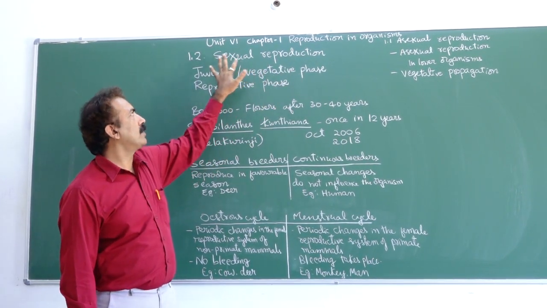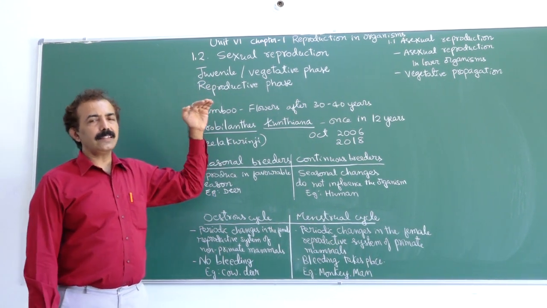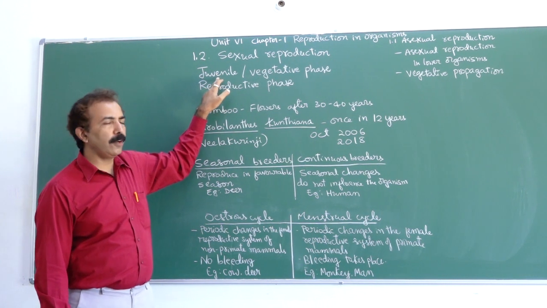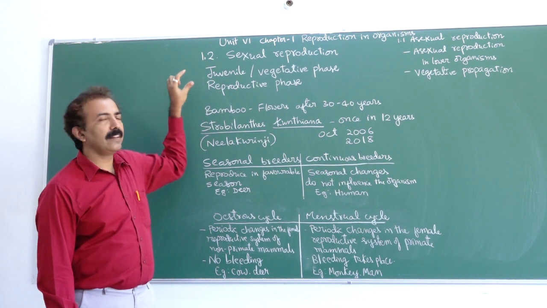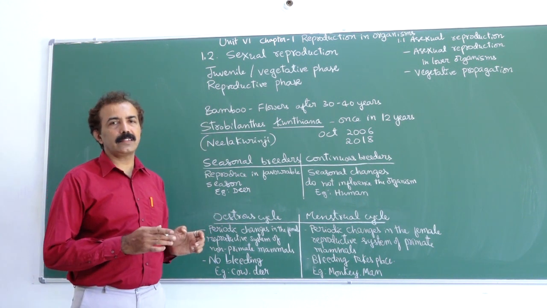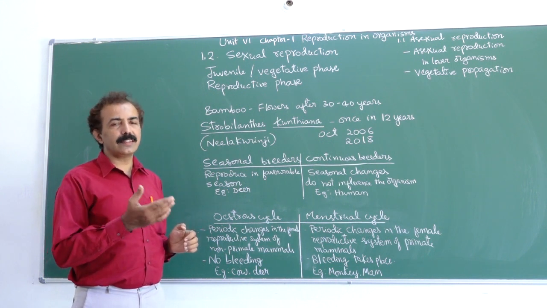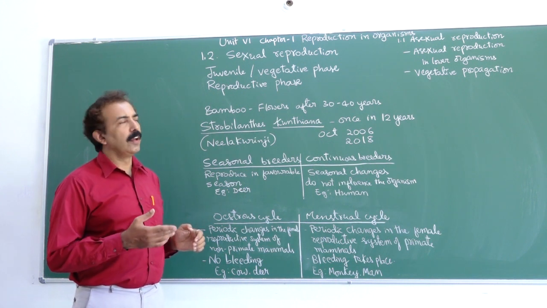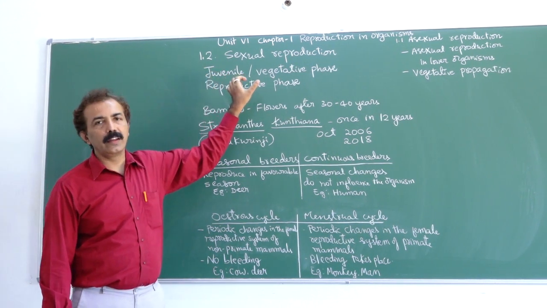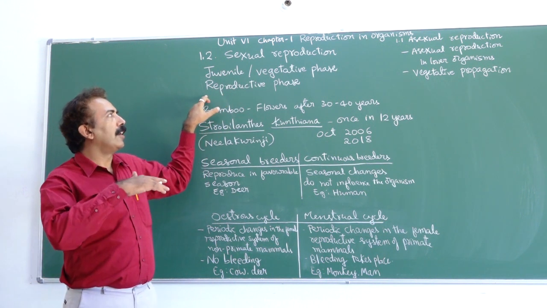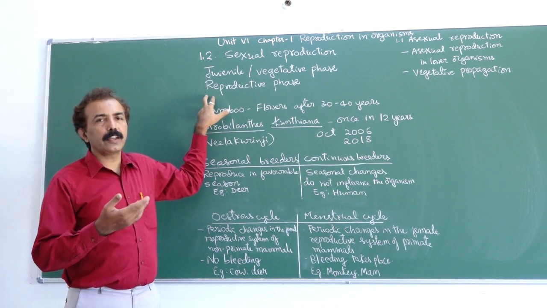The organisms pass through two phases. The young stage, we call it juvenile phase or vegetative phase. During this stage, they are quite young, small in size, the reproductive organs are not developed, they are not in the stage of reproduction. Once they attain a certain size, once they are capable of giving birth to young ones, you call them reproductively capable organisms. They have now entered the reproductive phase.